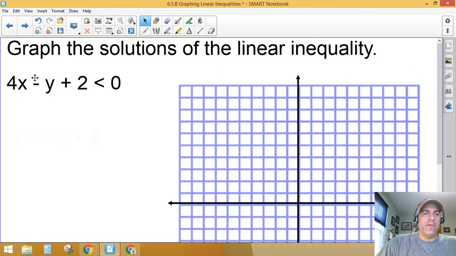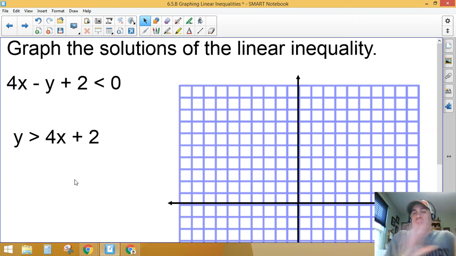What about this one here? Graph this one. Oh, this one we've got a little more work for. What do you get when you solve this one for y? Hopefully you got y is greater than 4x plus 2. You had to flip the sign because we're dividing by -1 to end this one.